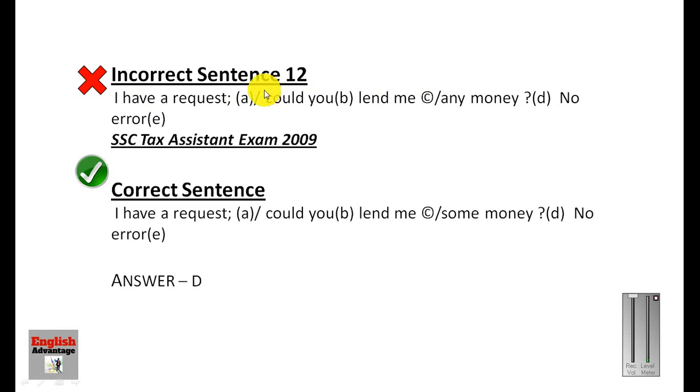So in a request, we have to use some in place of any, in all request questions. So in place of any, we have to use some here, because this is a request. In request related questions, even if they are questions, we have to use some in place of any. So the answer would be D. Now let us see the next question.